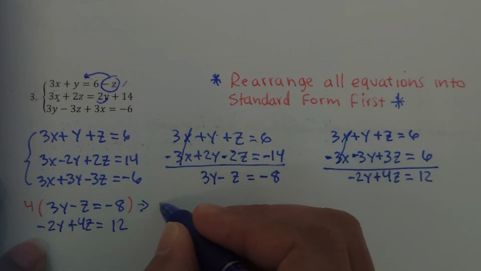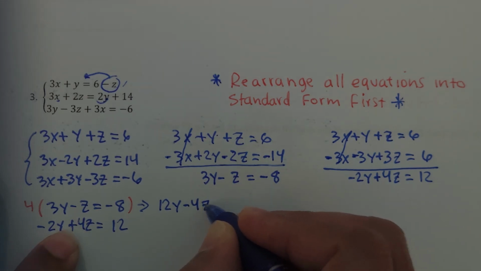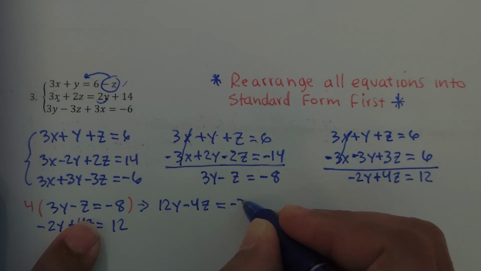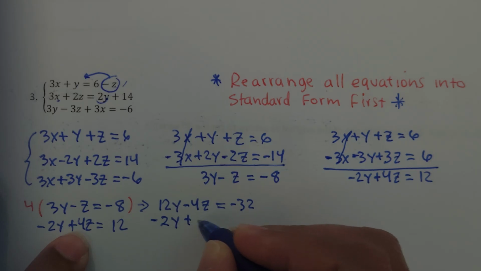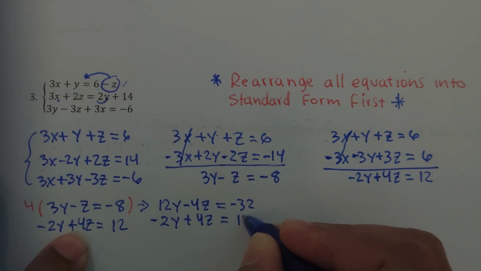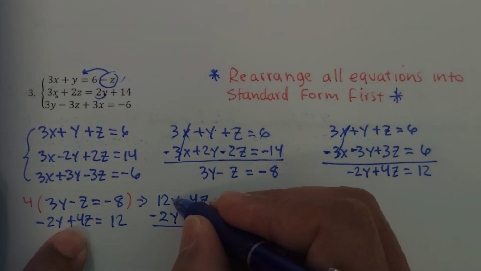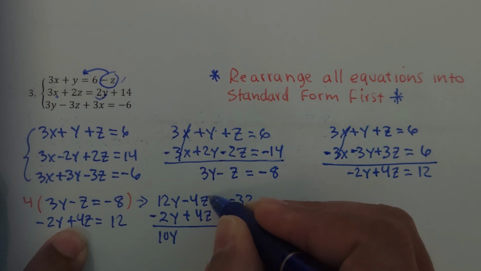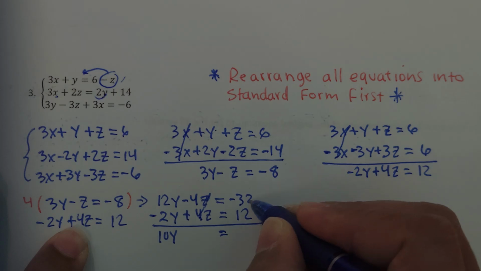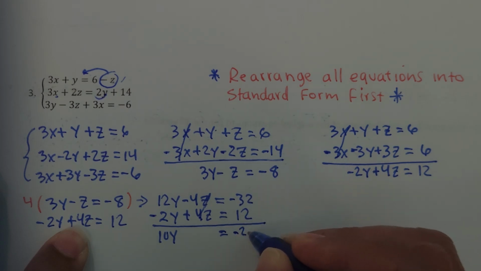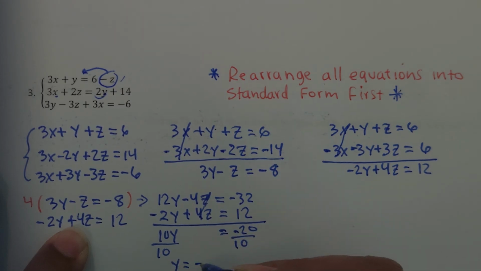So then the first equation becomes 12y. 4 times negative z, that's negative 4z equals 4 times negative 8, that's negative 32. And then I'm just going to leave the second equation alone: negative 2y plus 4z equals 12. So I hope you can see that the z's get eliminated. First, 12y minus 2y, that's 10y. Negative 4z plus 4z, they cancel. And then negative 32 plus 12, that's negative 20. Then divide by 10. So we have that y equals negative 2.